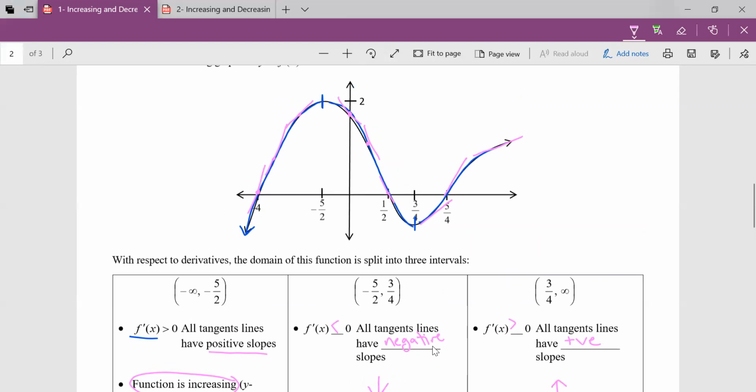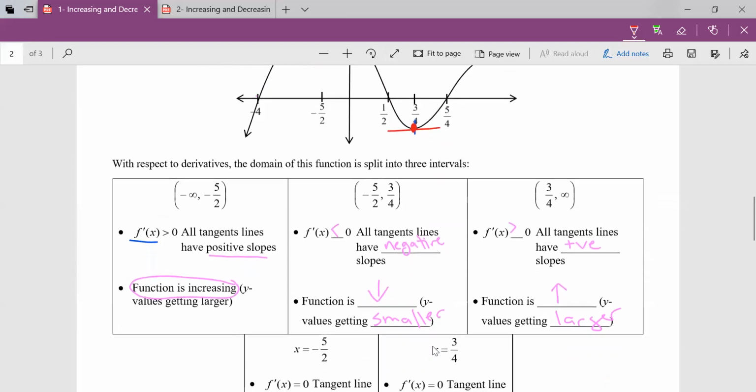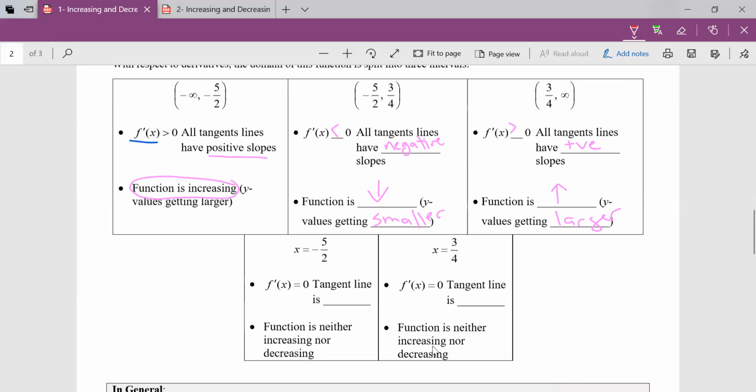Okay, but I missed something here. I talked about these three intervals, but what about where I decided to split those intervals up? Right here and right here. Well, if I draw in the tangent line there, the tangent line will be horizontal, which means the slope of a horizontal line is 0. That's when the derivative is equal to 0, right? A tangent line is the slope. So when the derivative is equal to 0, the tangent line is horizontal.